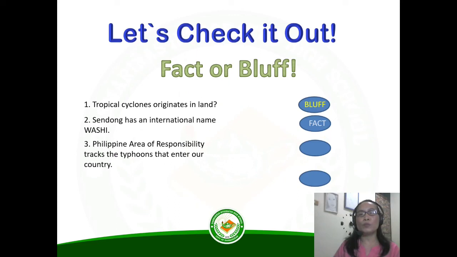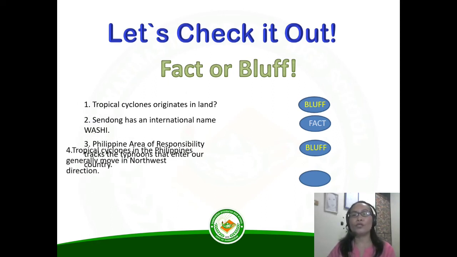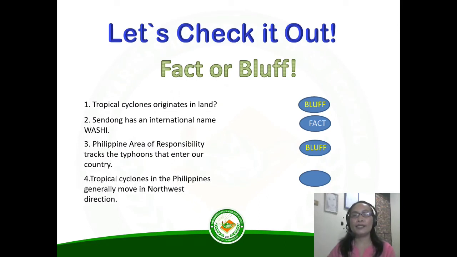Philippine Area of Responsibility tracks the typhoons that enter our country. Is it a fact or a bluff? Let's see. It's a bluff. Why? Because it is PAGASA that tracks the typhoons that enter our country. Fourth question. Tropical cyclones in the Philippines generally move in northwest direction. Is it a fact or a bluff? Yes, it is a fact. Last but not the least question.